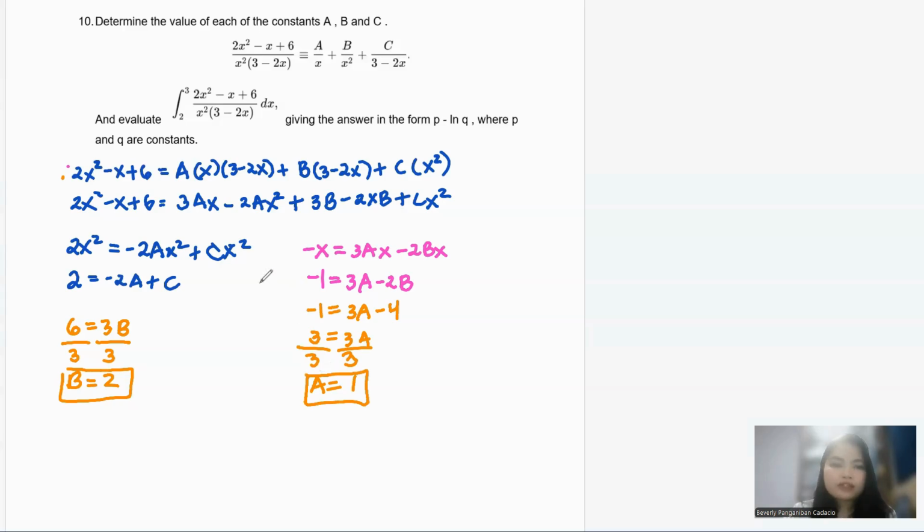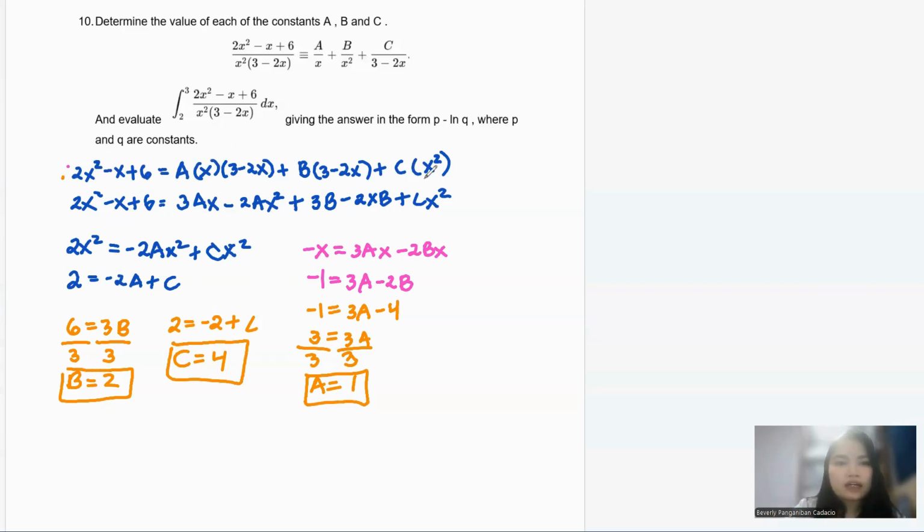Okay, last one. Since you already know your a, you can just put it into the other equation, which is 2 multiplied by negative 2 times 1, which is just negative 2, then plus c, meaning to say my c will be equivalent to 4. Yeah, that one is easy for equating coefficients.